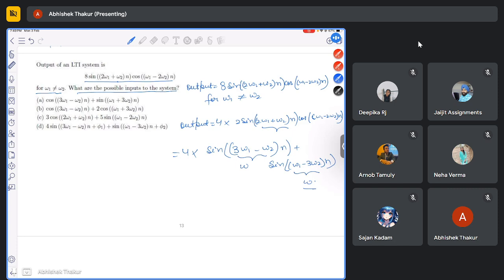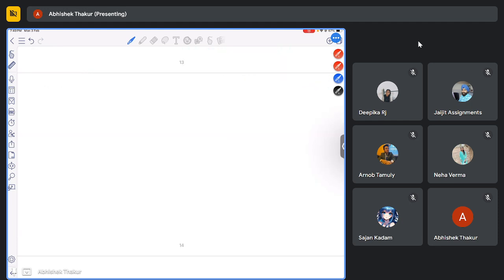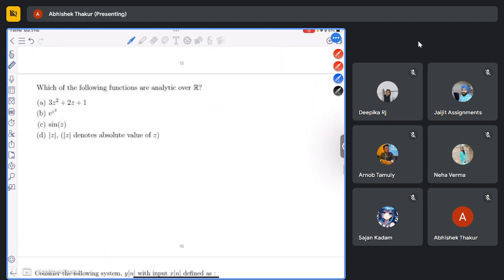So we can check. Option B is correct. Option D is correct. 3 omega 1 minus omega 2, omega 1 minus 3 omega 2. So only option D is the correct option. Okay. So we'll move on to the next question.